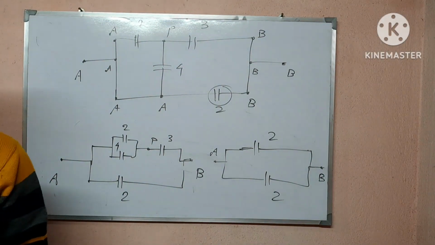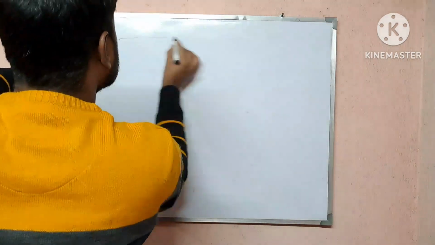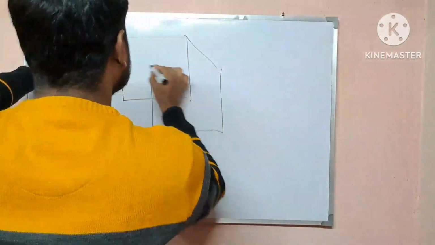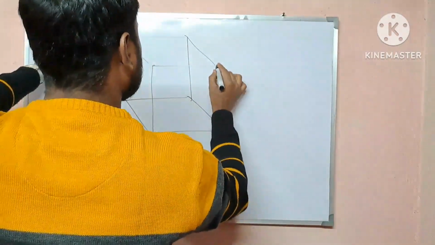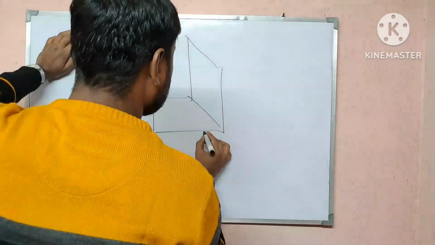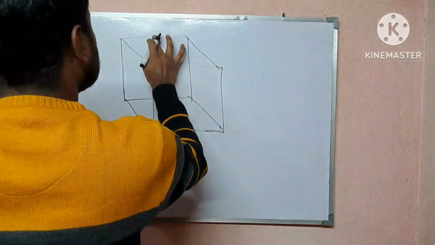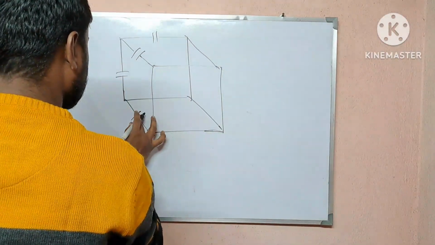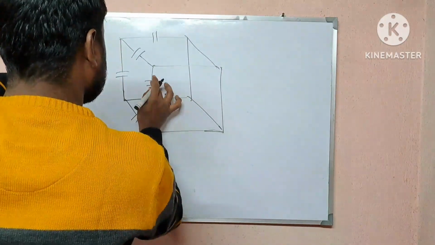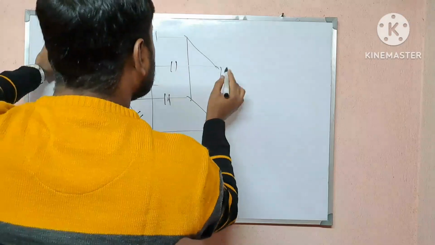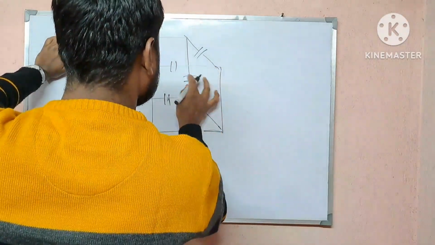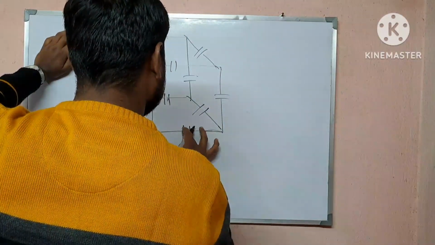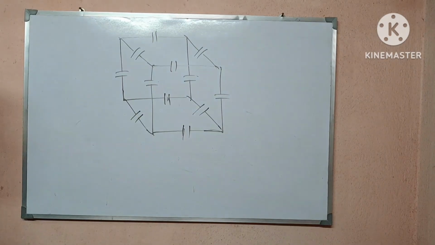Now we will solve the last problem. Let's see the last one. This is the famous one. We will solve the famous one. So each of capacitance C, each one having capacitance C.